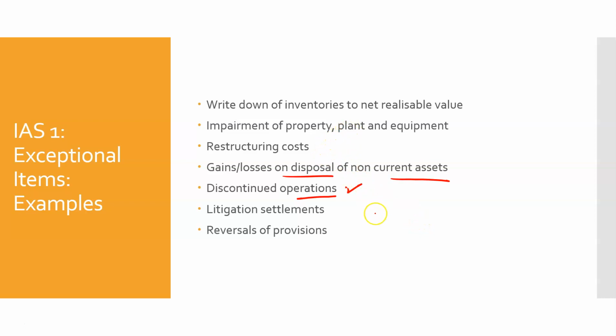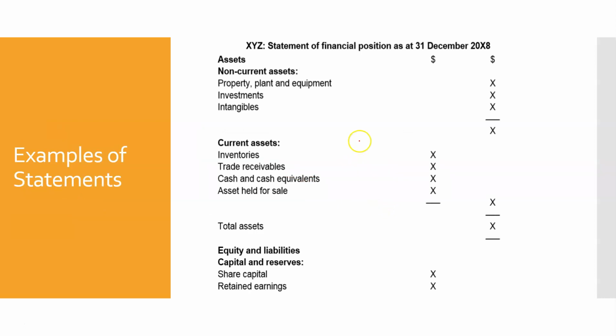So really, literally, things that are individual and that we want to almost highlight or separate out for our users. And we'll see what that looks like. Here's what a statement of financial position looks like. Nothing new. Here we are. We will come to see property, plant, equipment, investment, intangibles. This is your standard statement.